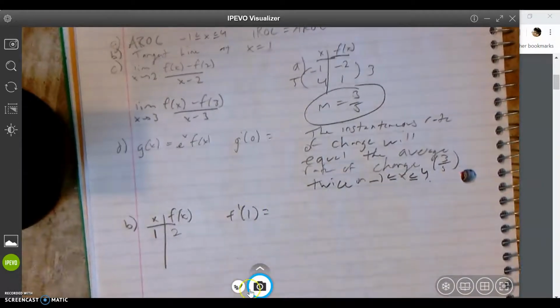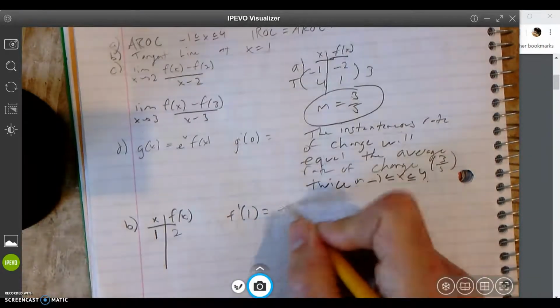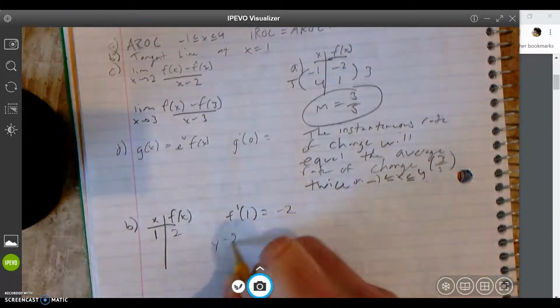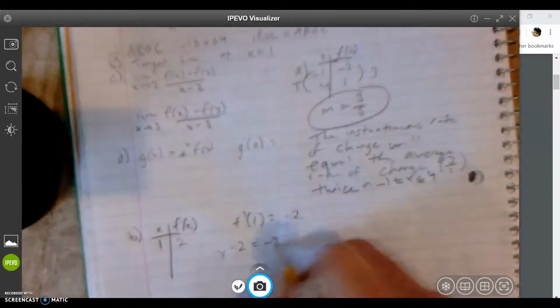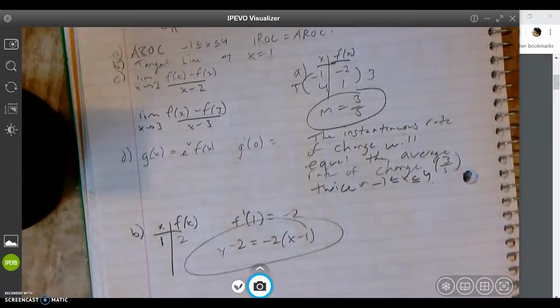And now what's the slope at 1? Let's see if we can find it. The slope at 1. Here's 1 right here. That would be -2. So I have -2. Bam. So y minus 2 equals negative 2 times the quantity x minus 1. There we go.